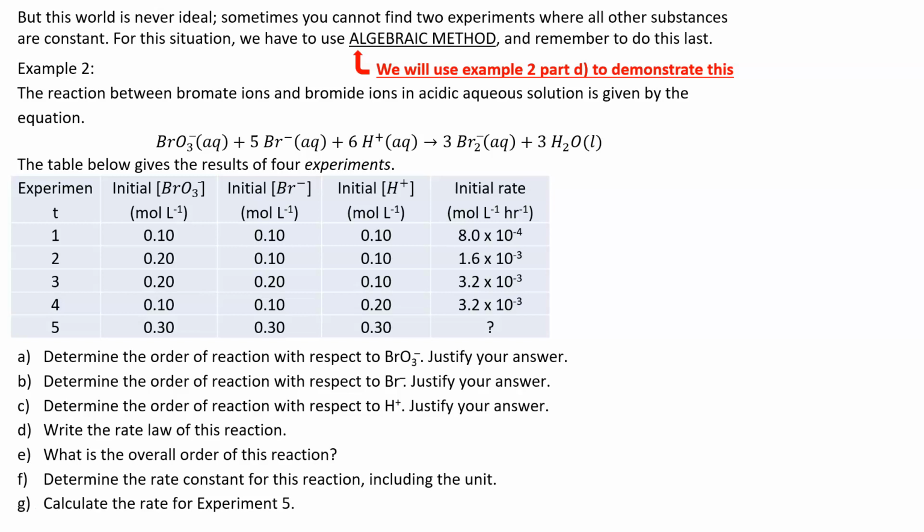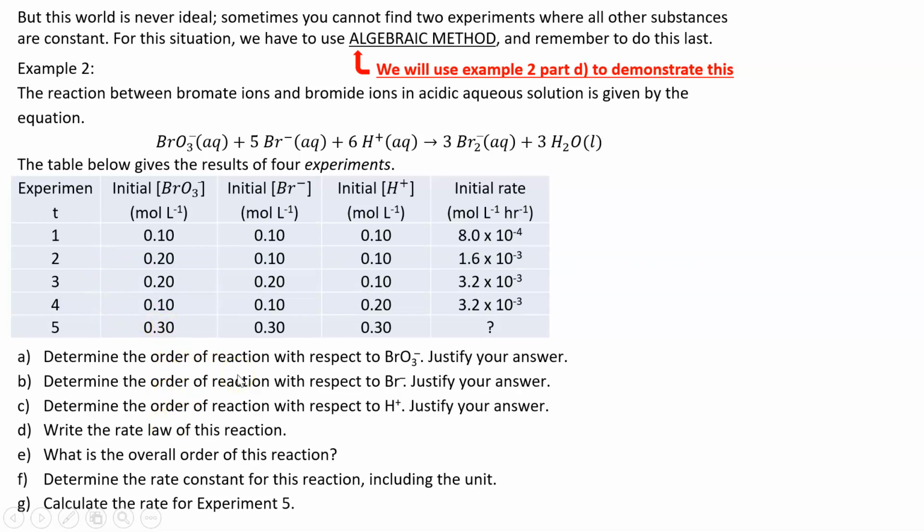Okay, so example 2, which is this one here, part D, we're going to demonstrate this method. The reaction below is between bromate ions and bromide ions and hydrogen ions. The table below gives us the results of 4 experiments. And we're going to be using this to answer the following questions.